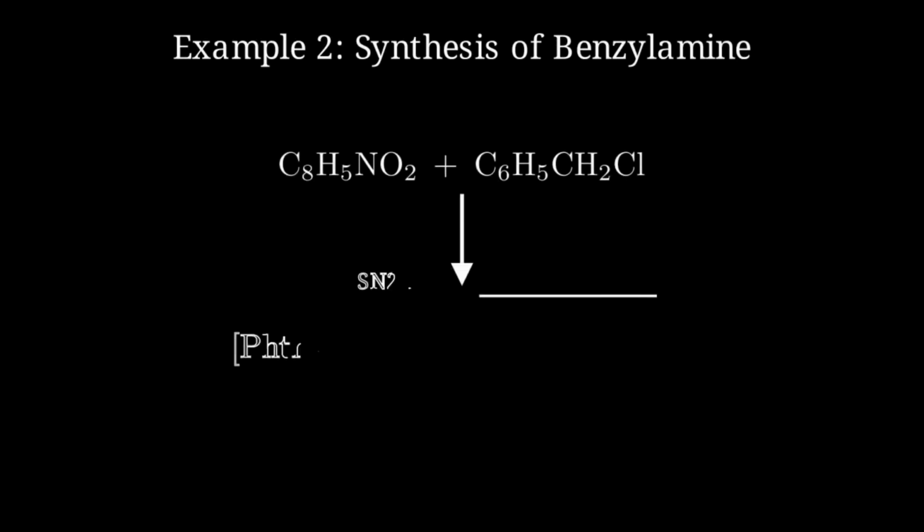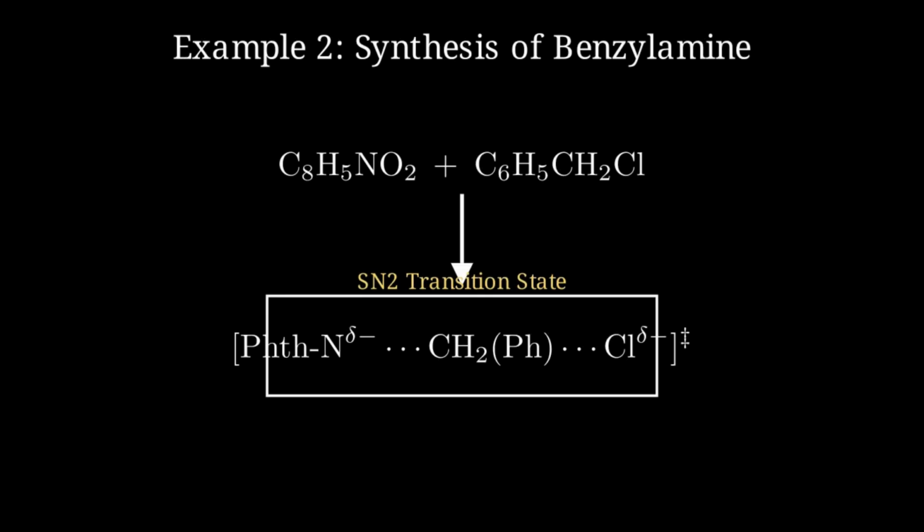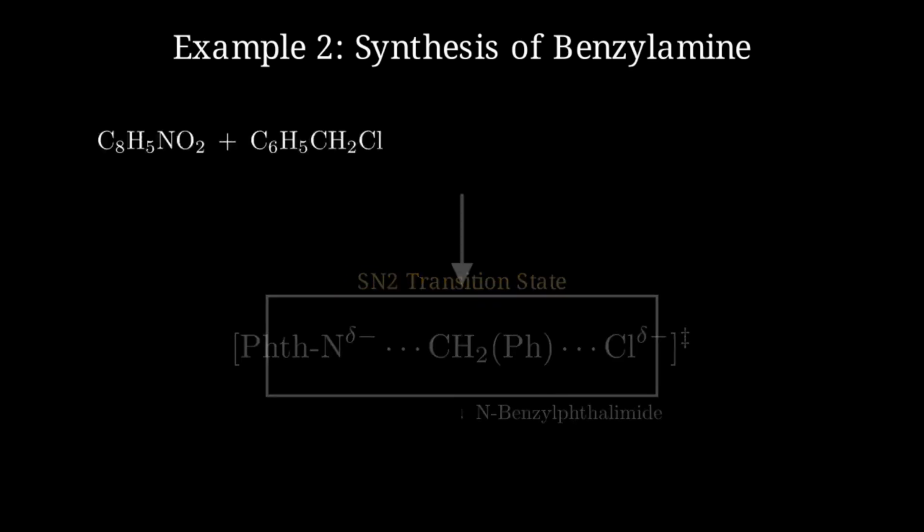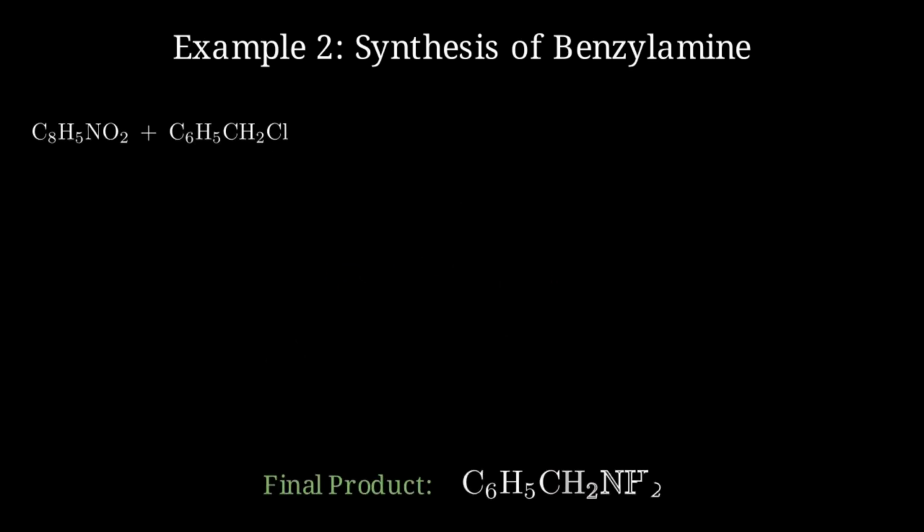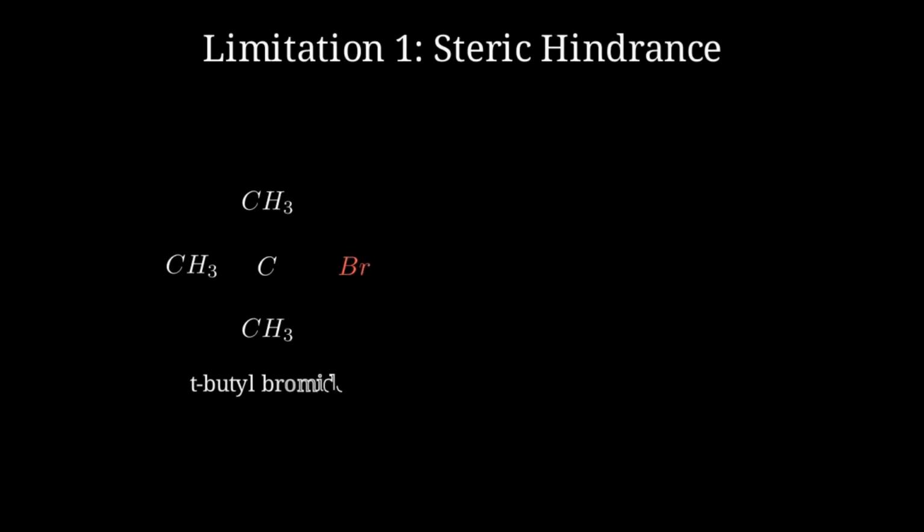The nucleophilic nitrogen attacks the benzylic carbon. Despite the large phenyl group, the primary carbon is accessible for the SN2 attack, leading successfully to the primary benzylic amine after hydrolysis. A major limitation is the alkyl halide structure.